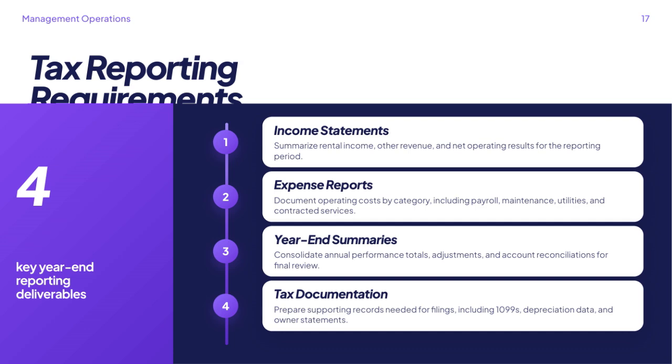Third, year-end summaries consolidate the total annual performance figures, adjustments made, and account reconciliations, all of which are essential for an accurate final review. Finally, tax documentation is crucial for preparing all supporting records needed for filings. This includes forms like 1099s, depreciation schedules, and owner statements, ensuring compliance and transparency with tax authorities. Understanding and managing these 4 components is fundamental for smooth tax reporting and financial management.